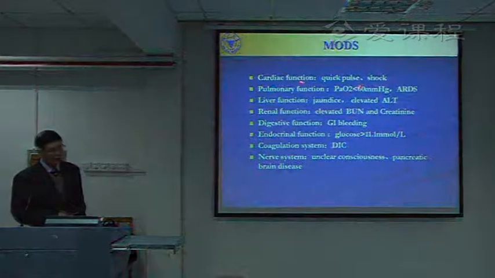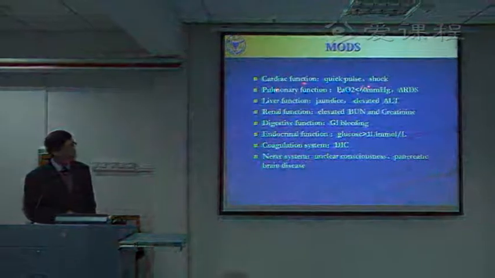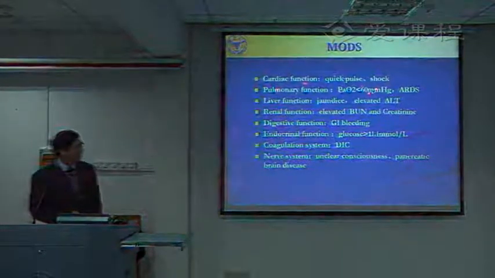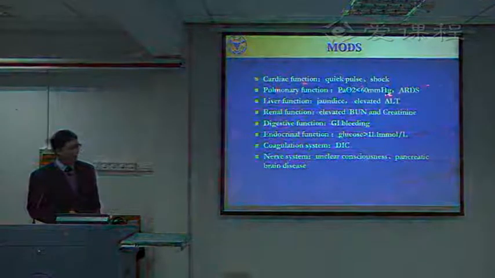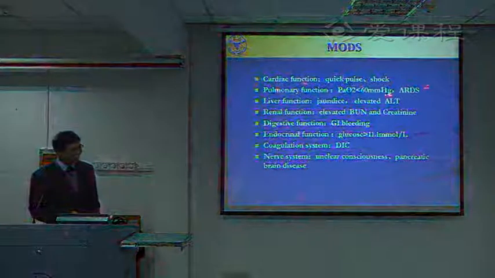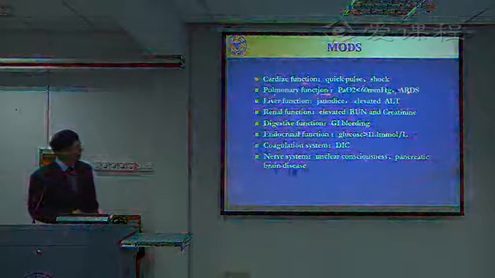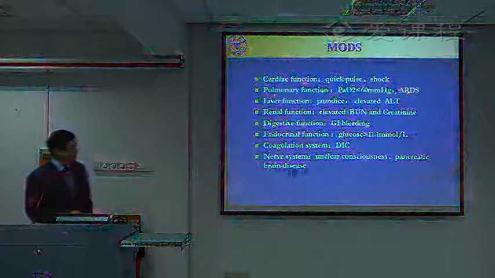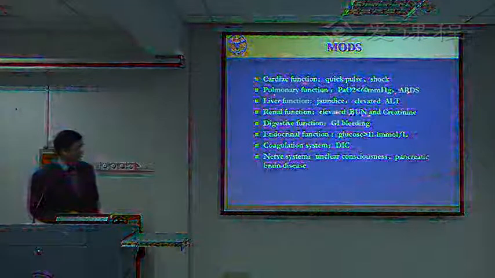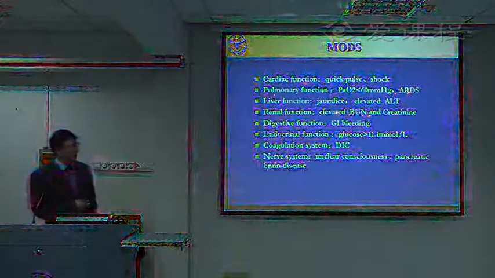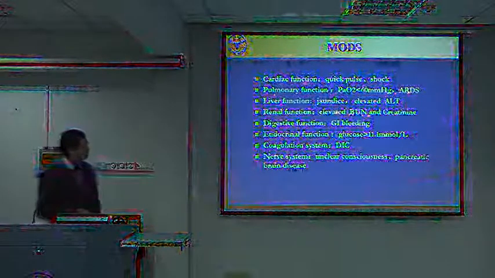cardiac dysfunction. And about pulmonary dysfunction, if the oxygen pressure is very low, lower than 60 millimeters of mercury, and the patient may have tachypnea and symptoms of ARDS, we call it pulmonary dysfunction. Also, in severe acute pancreatitis, the patient will have elevated BUN and creatinine. Maybe the urine volume is very little.